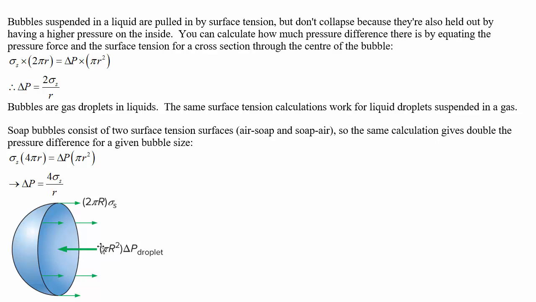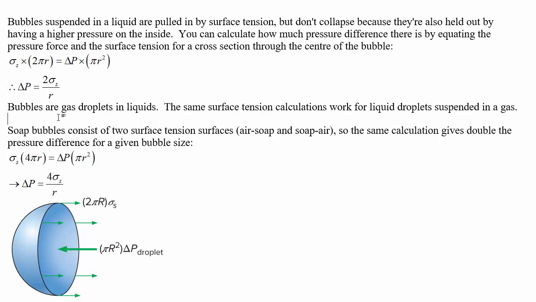If you balance those forces, then you can say the total force on this face must be pi r squared, the area, times the increased pressure inside the droplet, the pressure that's higher inside versus outside, and the surface tension, 2 pi r sigma s. So we come up with the increased pressure inside is 2 sigma s over r. Bubbles are gas droplets in liquids. The same surface tension calculations work for liquid droplets suspended in a gas.